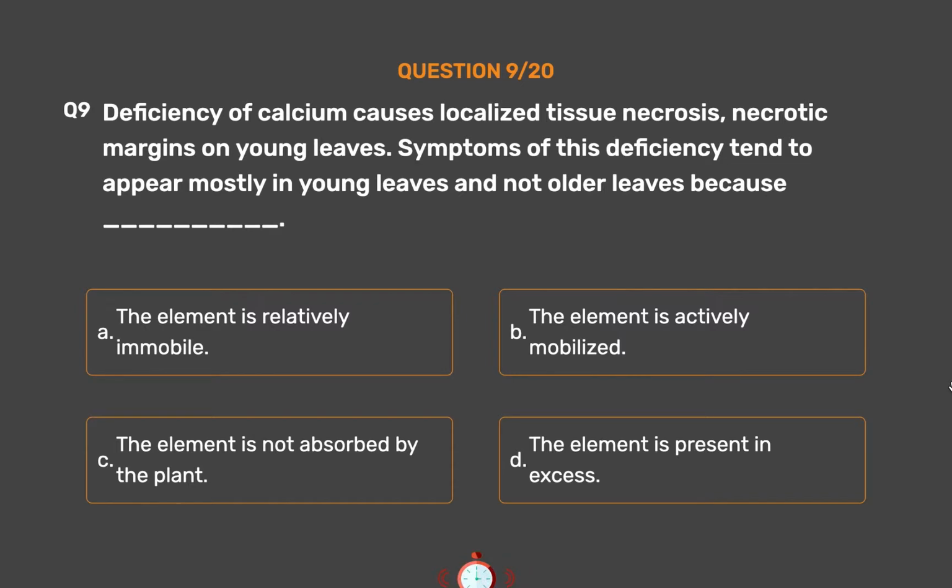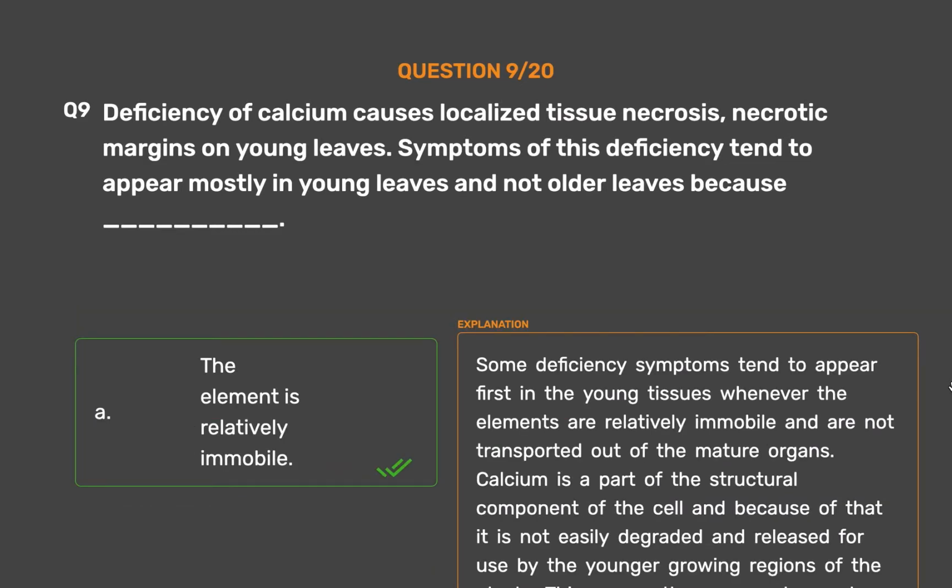The correct answer is option A. The element is relatively mobile. Some deficiency symptoms tend to appear first in the young tissues whenever the elements are relatively mobile and are not transported out of the mature organs. Calcium is a part of the structural component of the cell, and because of that it is not easily degraded and released for use by the younger growing regions of the plants. This causes the younger leaves to show the symptoms of the deficiency.